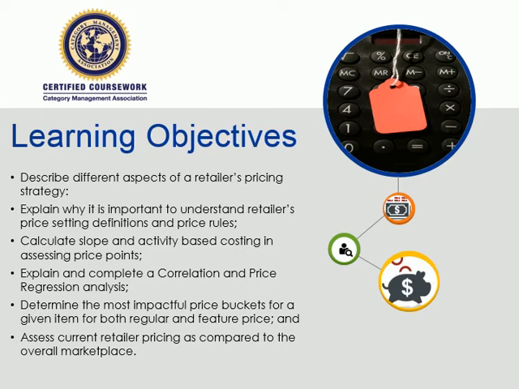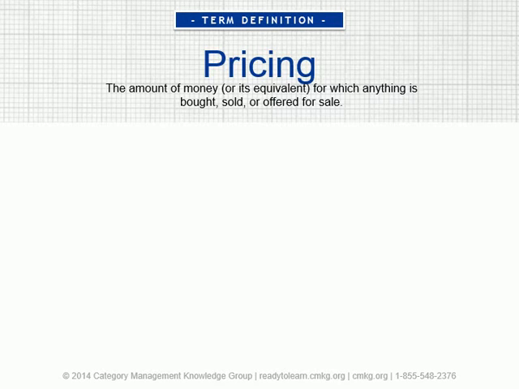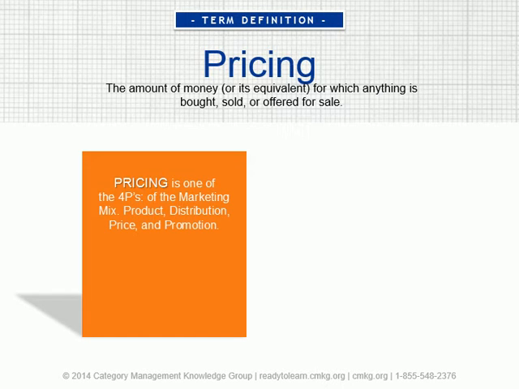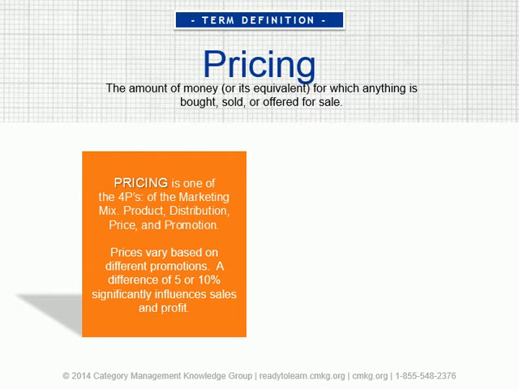Let's get started. Price is the amount of money or its equivalent for anything that is bought, sold, or offered for sale. This tactic plays a huge role in how much volume is sold in a category. It's a critical source of influence over shopper purchase behavior. Pricing is one of the 4 P's of the marketing mix: product, place or distribution, price, and promotion.